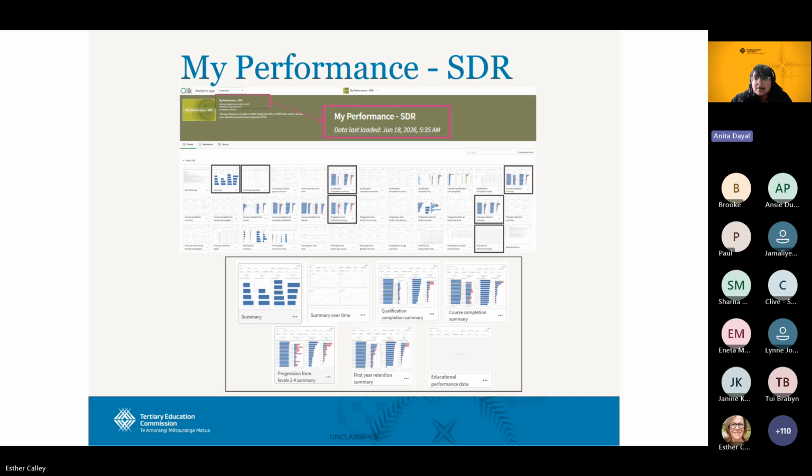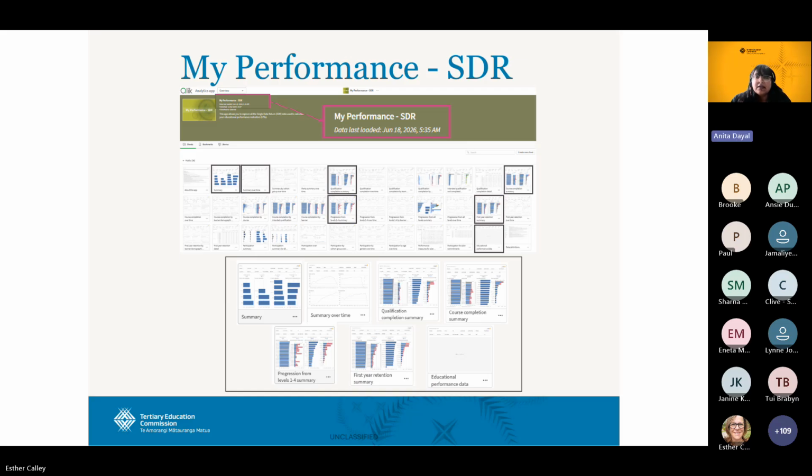Once you have accessed the My Performance SDR app, in the olive banner at the top, it will tell you when the data in the app was last uploaded. Even though all data is scheduled to be updated early each morning, it is still good to check when it was last done. There are 34 reports available in the My Performance SDR app.